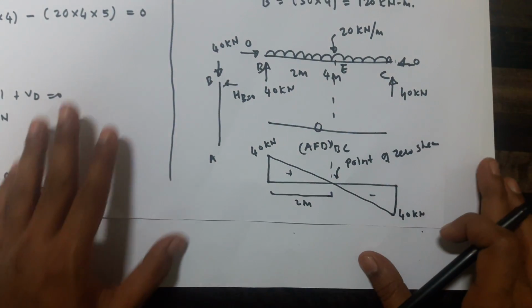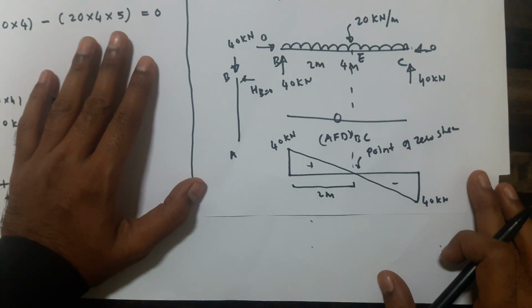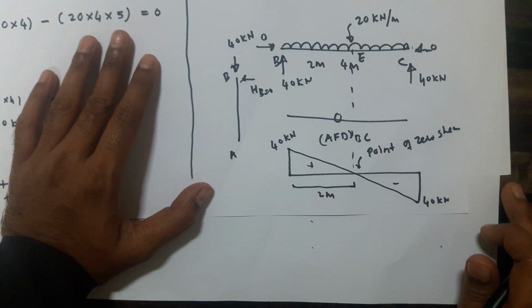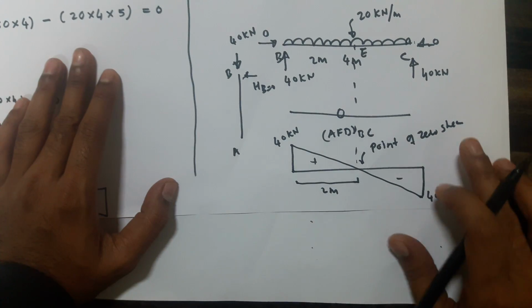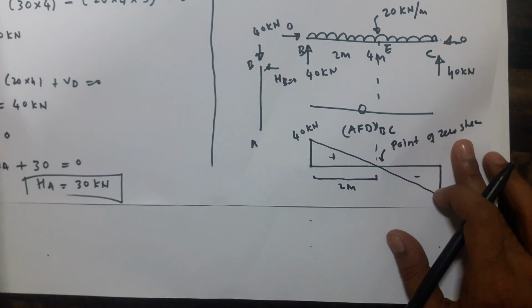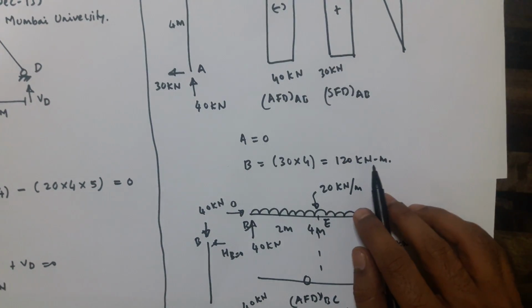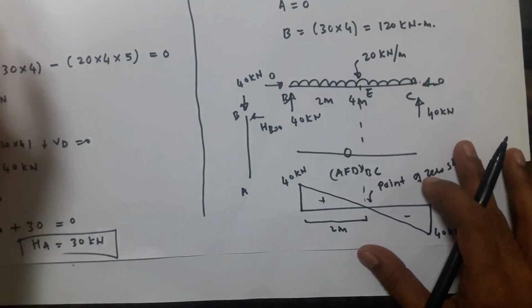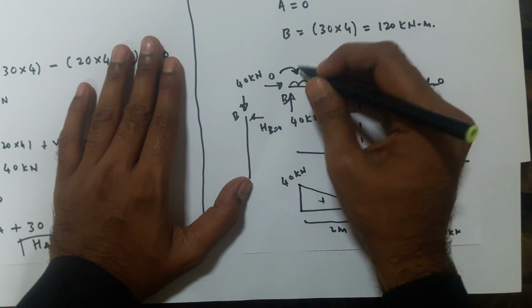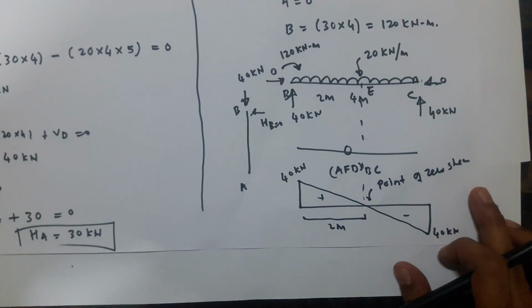Okay, so we have done some part of the analysis of member BC. We are left with the analysis of bending moment for member BC. We know the bending moment at B. We have calculated it. Bending moment at B is 120 kilonewton meter. So that is positive. So take a clockwise moment of 120 kilonewton meter.